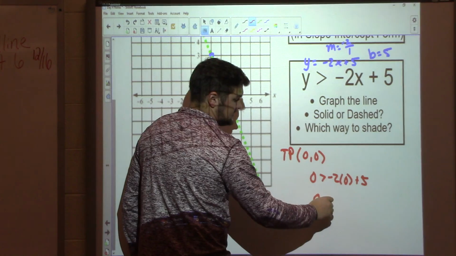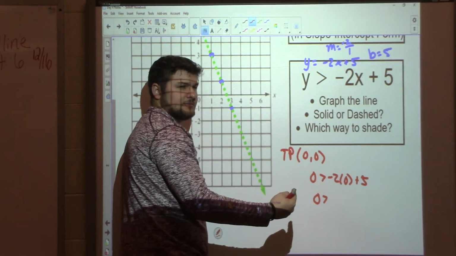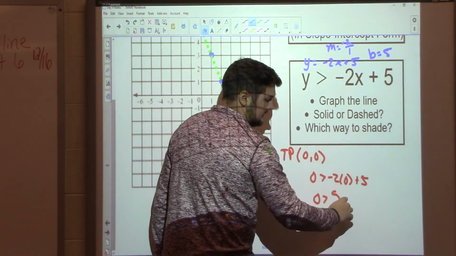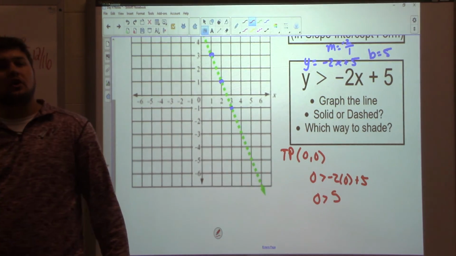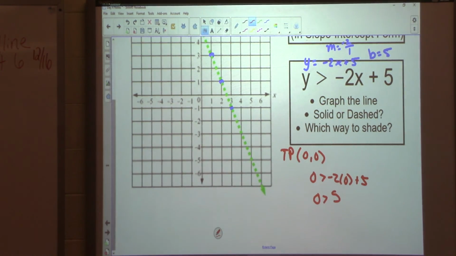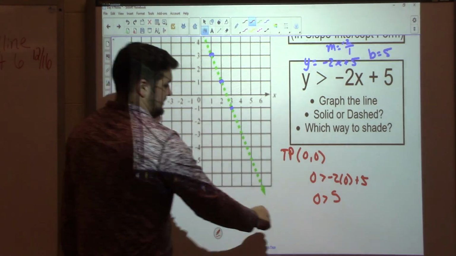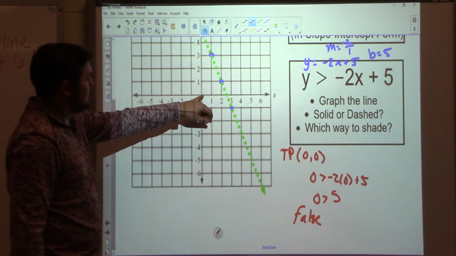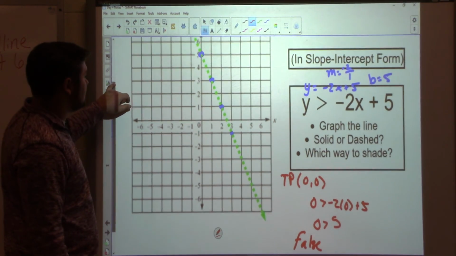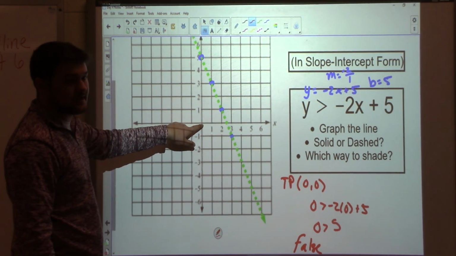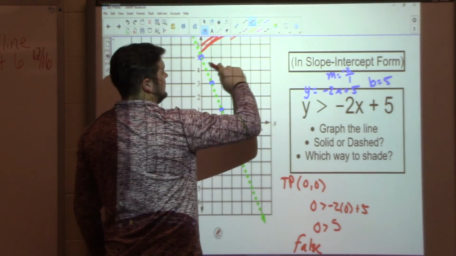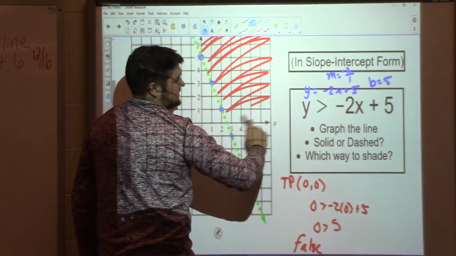Well, I get 0 is greater than, what's negative 2 times 0? 0 plus 5 is 5. Is 0 greater than 5? No, it is a false statement. Which means I'm going to locate my test point, and because it was false, I'm going to shade the side opposite my test point. So I'm going to shade the other side of my line as my answer.